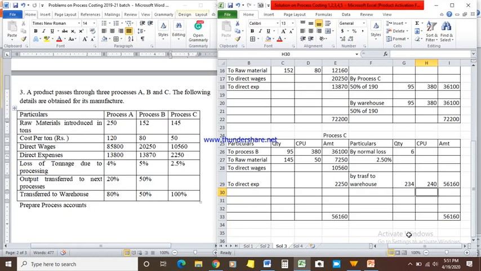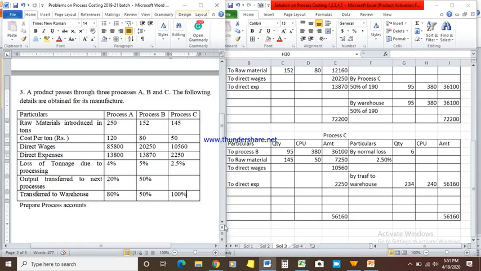So in this way, in the third problem what we learned was, in case there is a normal loss, and the scrap value or the normal loss realizable value is not given, we should not calculate it, we should just mention how much the normal loss quantity is, and the remaining output, the good number of units, in case a certain part is transferred to the warehouse and a certain part to the next process, how the computation is to be done and recorded.